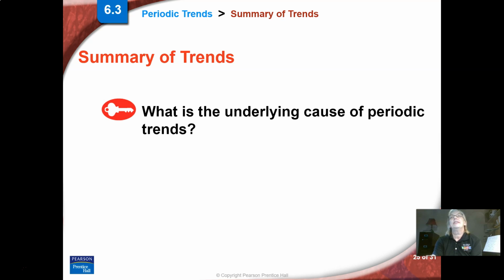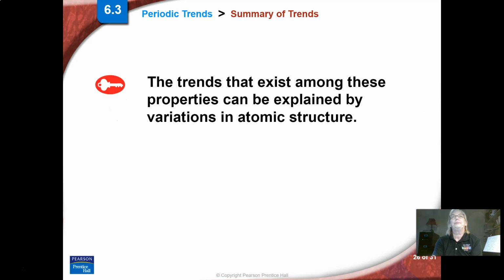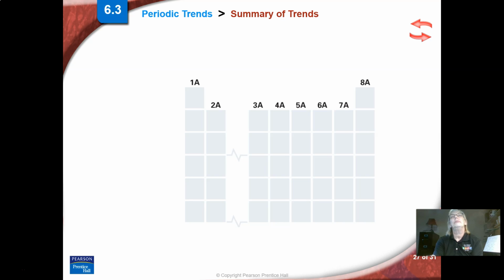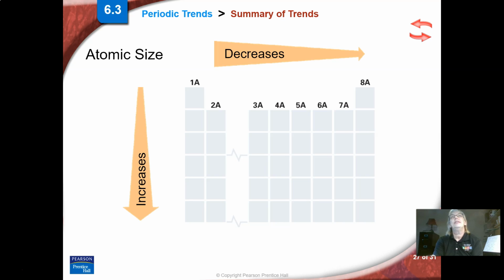So what's causing all this to go on? It really depends on the structure of the atom. We'll talk about the why of this at a later time, but let's know the definitions and what's happening on the periodic table, the trend, and then we'll talk about why that's happening later. So here's a summary of the trends. We need to know these.